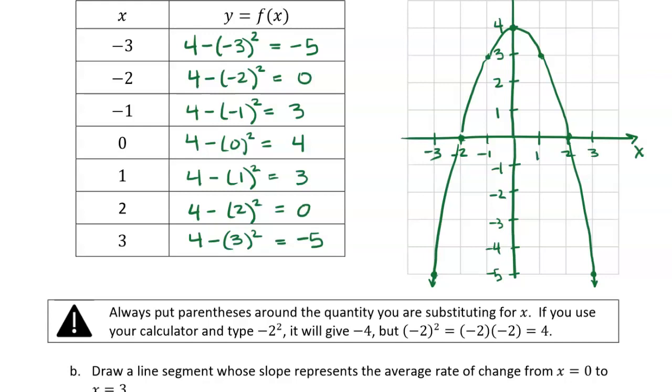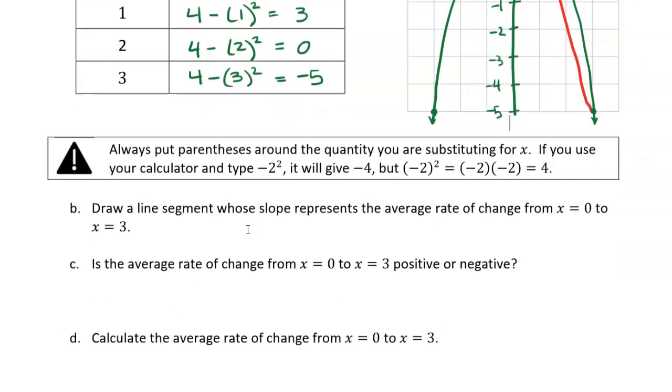I've got to go from the point 0, 4 to the point 3, negative 5. I'll try to draw a straight line. Let's see how well I do. Oh, okay. This is why I stop the video. All right, there we go. Pretend that's a straight line. That line segment would have a slope equal to the rate of change over that interval from x equals 0 to x equals 3.